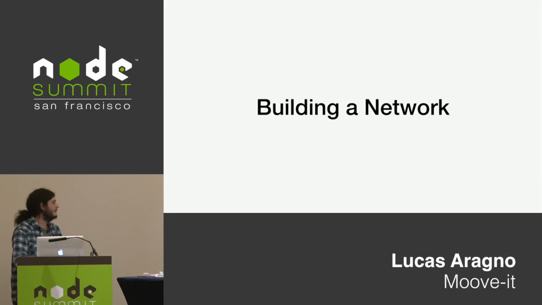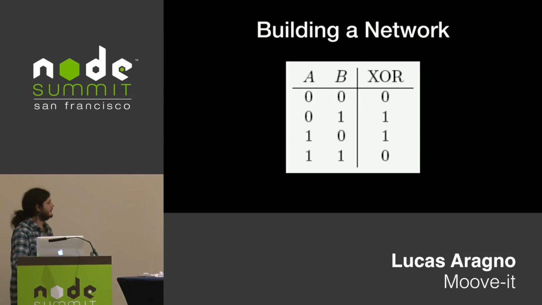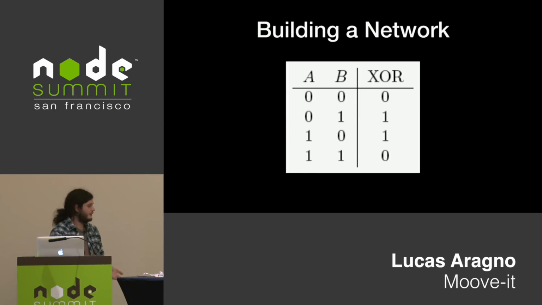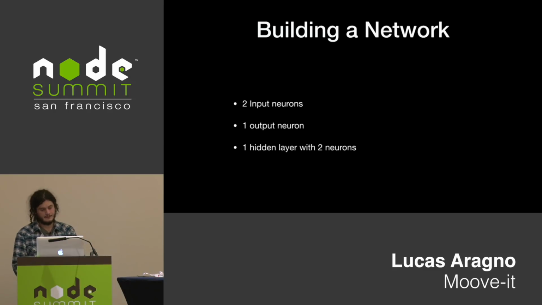So let's build a small neural network as an example. You are, I guess, all familiar with the XOR operation. What it does basically, it takes 2 inputs. If the 2 inputs are equal, it outputs 0. If they are different, it outputs 1. So we are going to train a neural network to perform this operation.